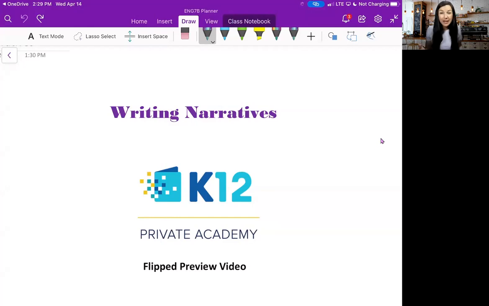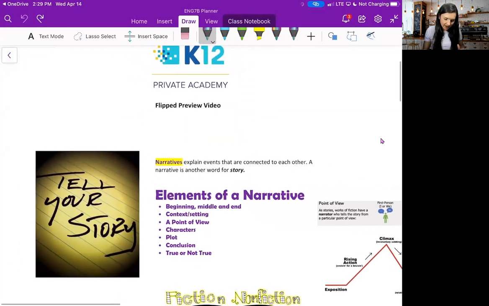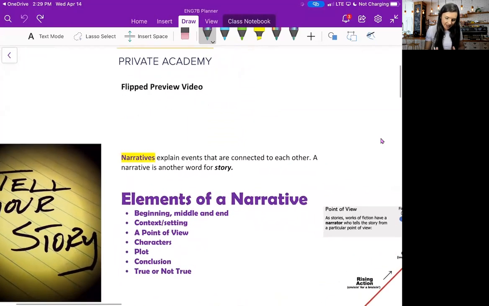So you've probably written a narrative before, you've probably read a narrative before, and narratives can come in a variety of different ways. So let's get started with this lesson. So, what are narratives? Well, narratives explain events that are connected to each other in a story. So, in other words, a narrative is another word for the word story.